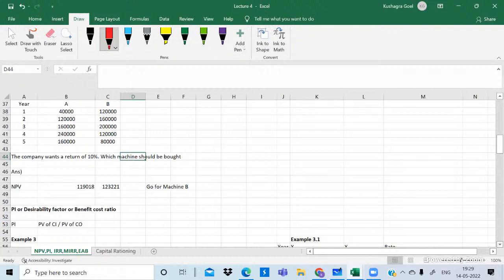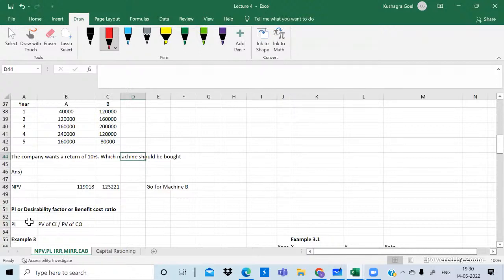Profitability index, some people also call it desirability factor. Some people call it a cost benefit ratio or benefit cost ratio. And this is typically used when your investments are different in different projects. Let's say I've got two projects, machine A and machine B. But machine A costs me 10 lakhs, machine B costs me, let's say, 5 lakhs. So initial investment is different. I cannot directly use the concept of NPV and decide whether I should go with machine A or machine B. So in such cases, I'll use the concept of profitability index or desirability factor.